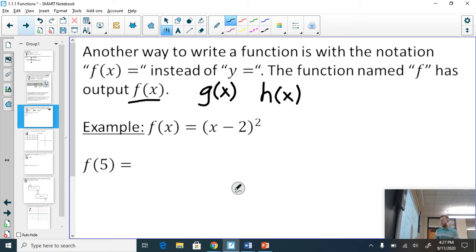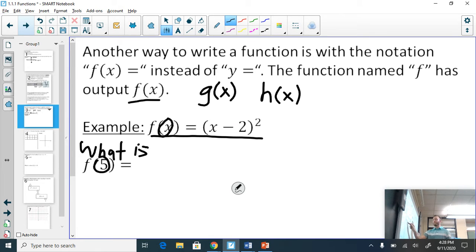And so for our example here, we have f of x equals (x minus 2) in parentheses squared. Now, if we were to ask what is f of 5, that's how you read it, by the way, f of x, f of 5. So what is f of 5? My trick here is just to think, well, we originally had this, right? So what is f of 5 asking? What does that mean? Well, notice we replaced x with 5, right?